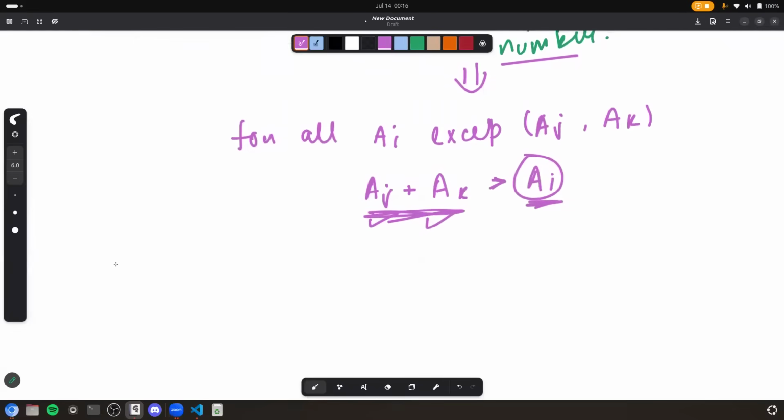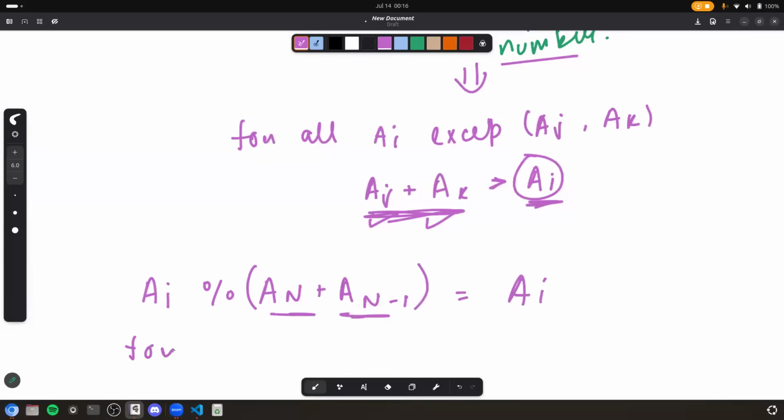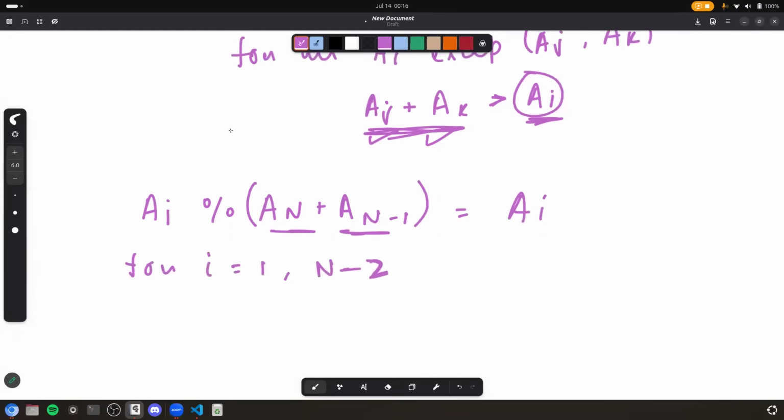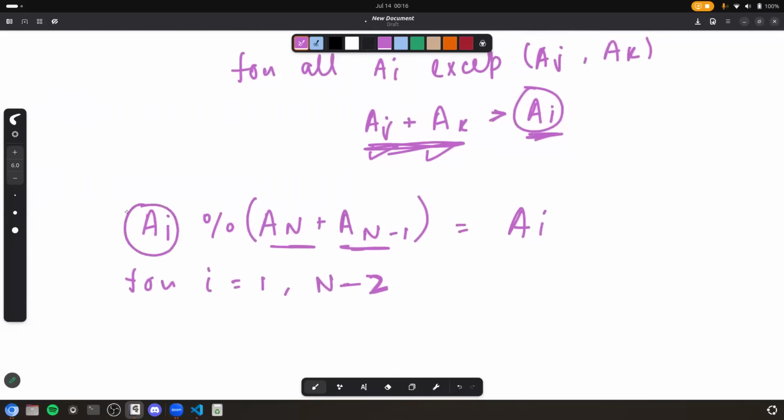So if we have a sorted array, then AI modulo AN plus AN minus 1 — in the sorted array I am assuming the last two elements are the largest — would just give us AI for I equal to 1 to n minus 2, since we need pairwise distinct indices. So our answer, if we choose AI anywhere from 1 to n minus 2, would be the maximum of A1, A2 till A n minus 2.